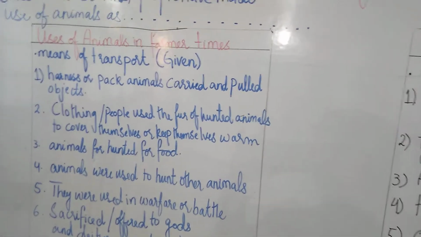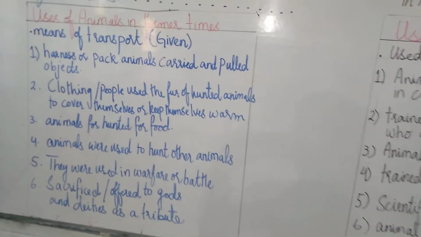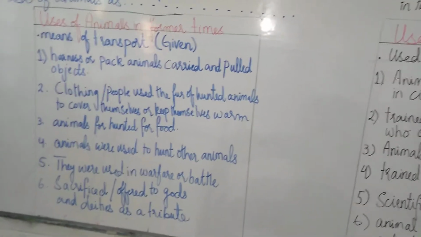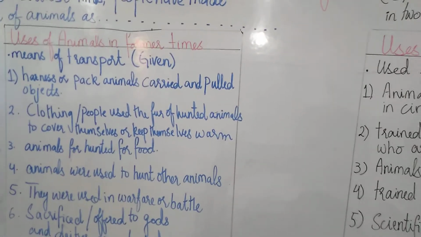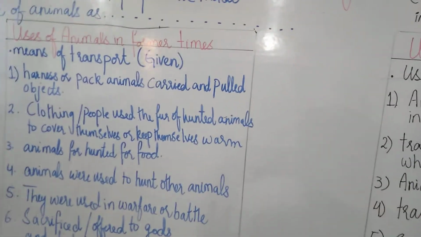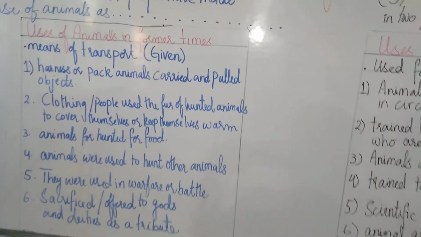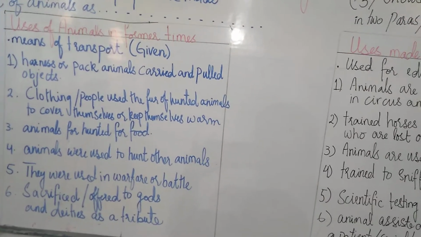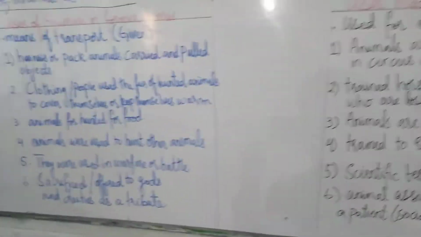People used to travel on horses and elephants, and animals were also used to carry heavy loads from one place to another because of their physical strength. Secondly, people started using the fur of the animals to keep themselves warm and cover themselves. For their survival, humans also needed food, and for that food they used to hunt the animals, and animals were also used in warfare. So these are all points or ideas taken from the passage.